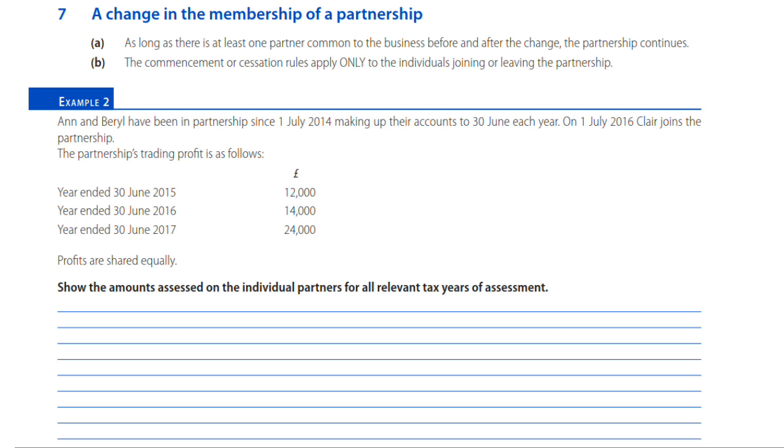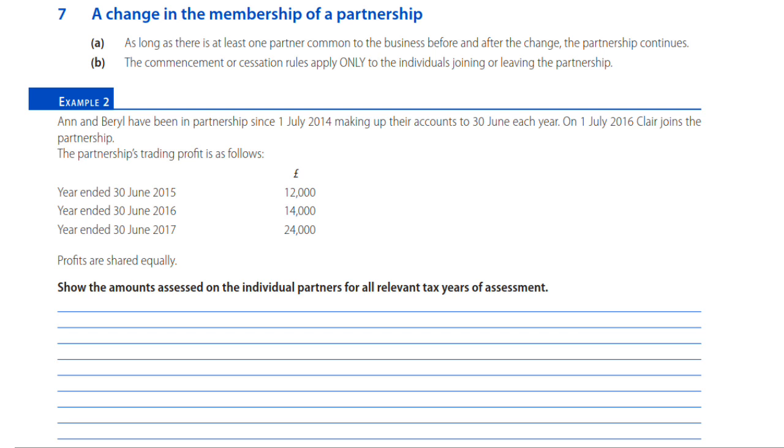What we now need to turn our attention to is what happens when one of our partners chooses to leave the partnership. Now, again, as we have said, any continuing partners will continue to be assessed using current year basis. As far as they're concerned, their business continues to trade. It is just the individual who leaves the partnership who will now be dealt with according to the rules for the years of cessation. And those rules were straightforward.